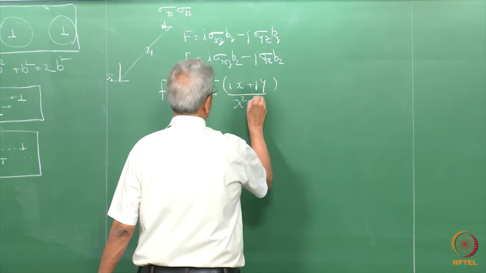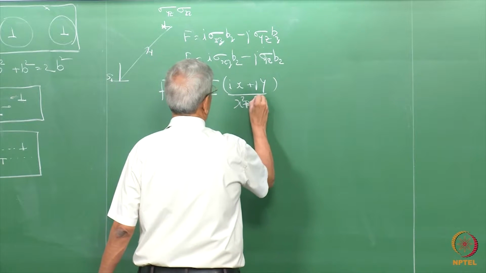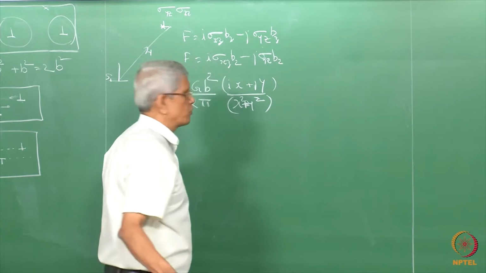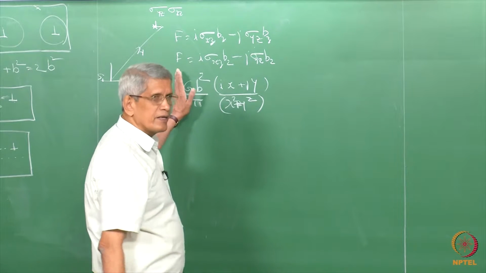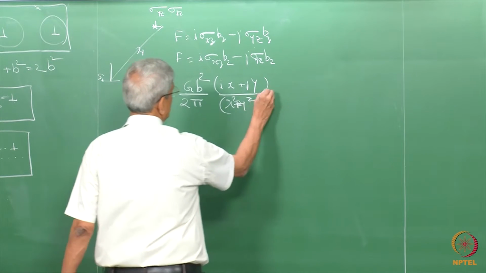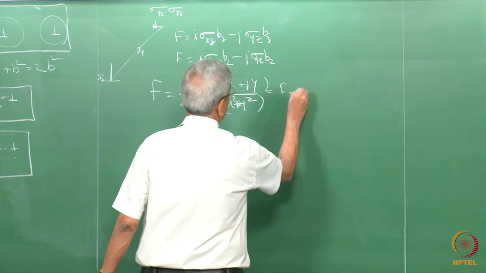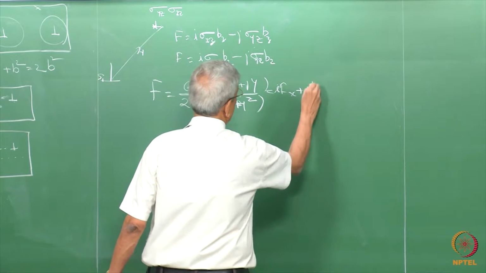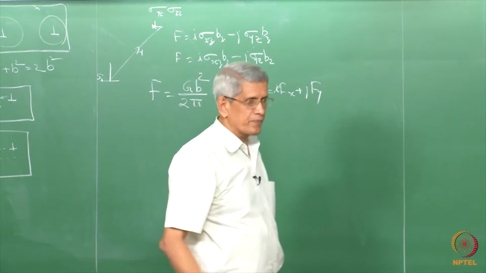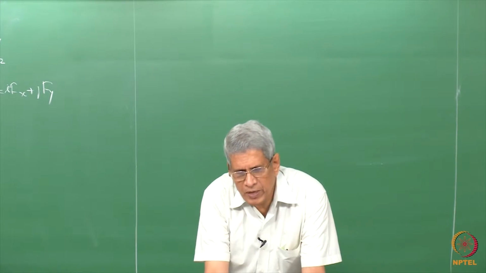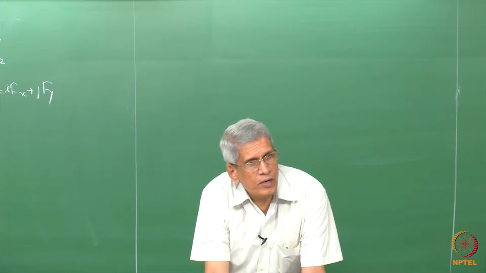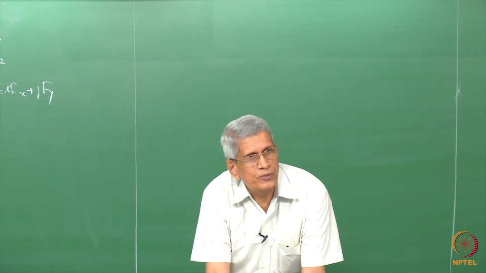x squared plus y squared. This is how it will turn out to be. So with respect to I, that corresponds to a force, that is, F equals I into Fx plus J into Fy, we can write it. Is it not? This is with the Cartesian coordinate system which we have used.